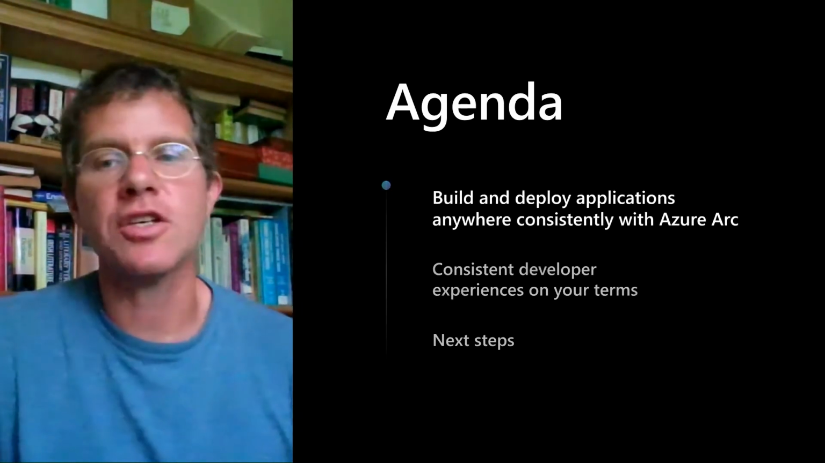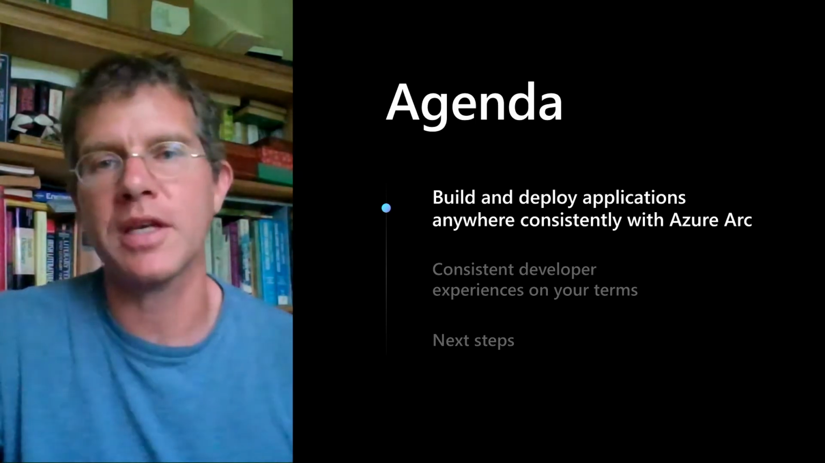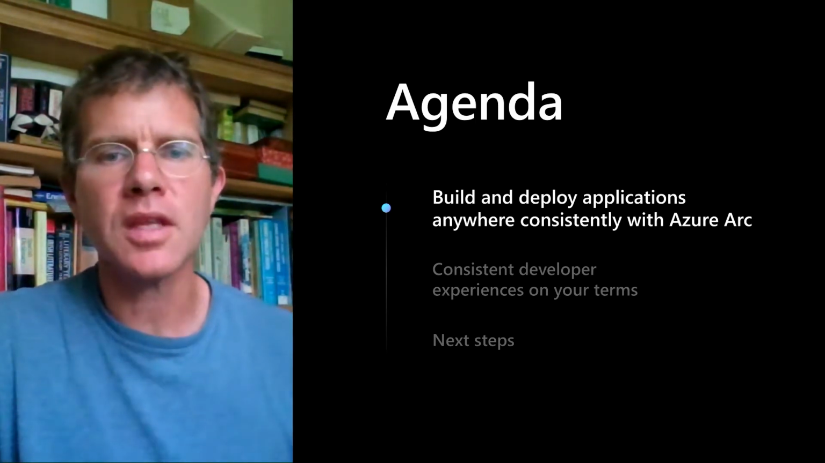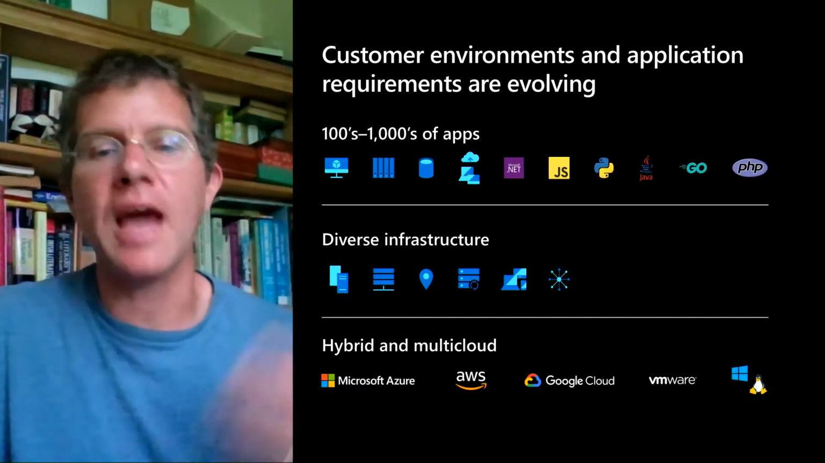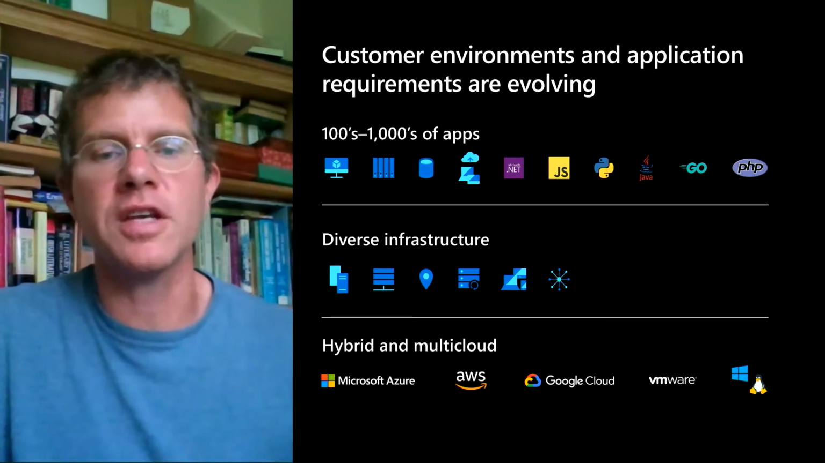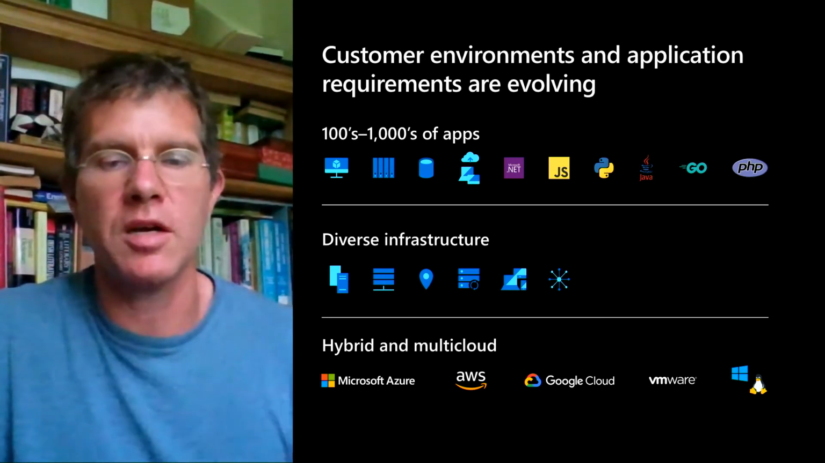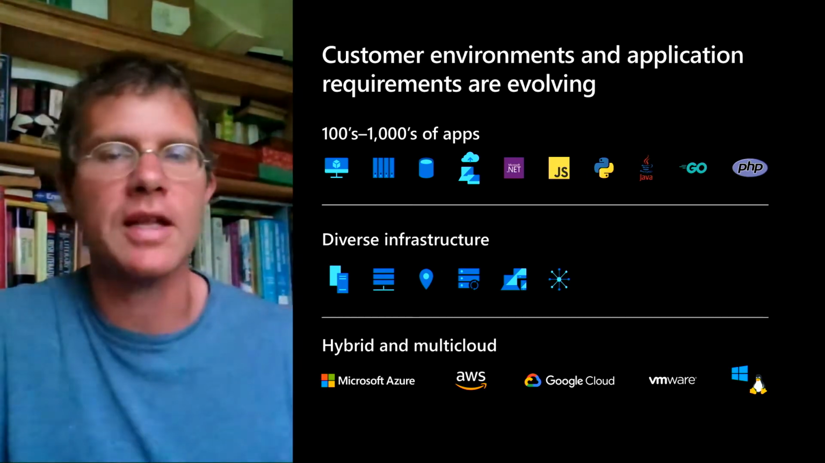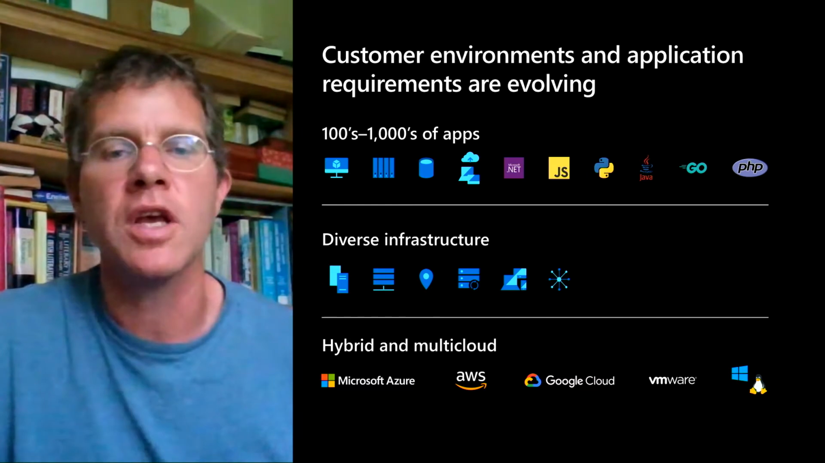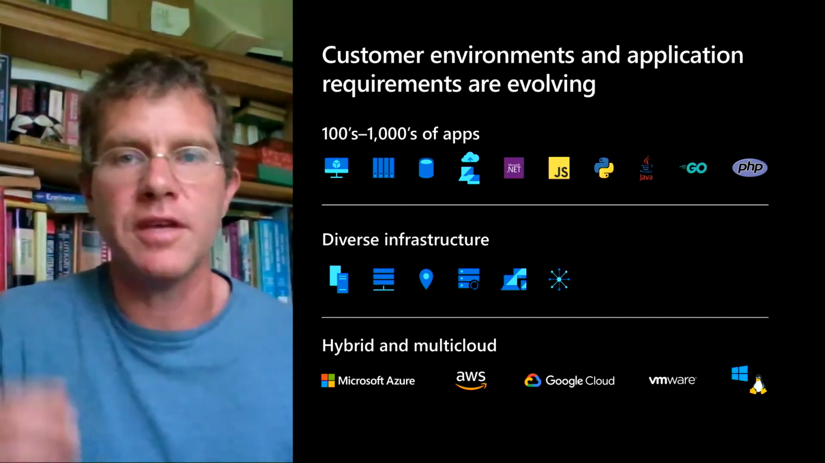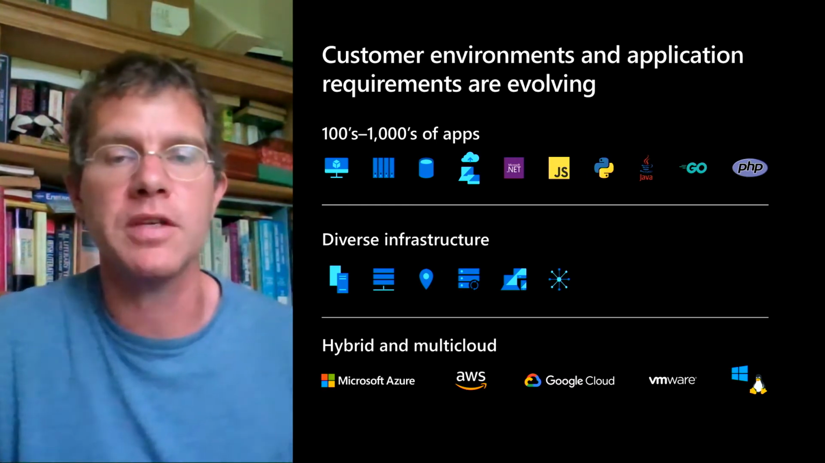So let's look at how Azure Arc helps you build and deploy applications in a consistent manner, no matter where those applications happen to be running. Across the world, customers are running hundreds to thousands of applications across diverse infrastructure in multiple programming languages, across multiple different environments: different public clouds, private cloud infrastructure, bare metal Windows servers, bare metal Linux servers. There's just a really wide variety of different ways that people are building their applications into various different environments.